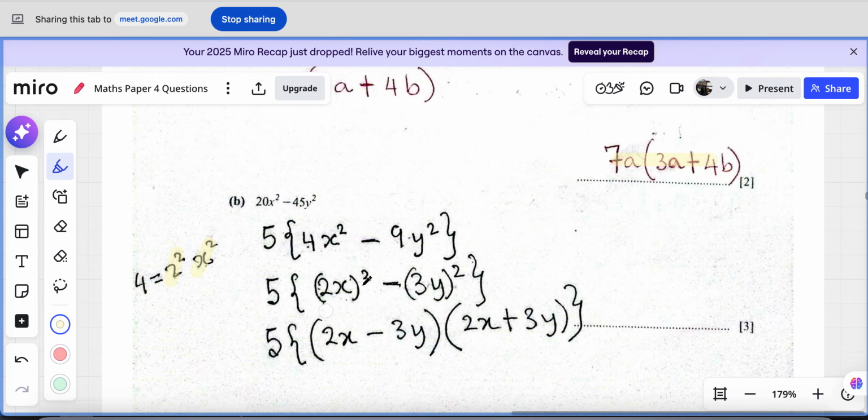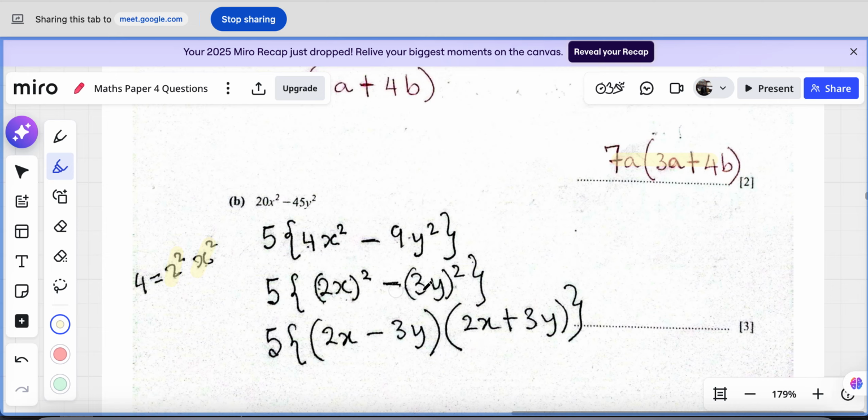Then now you can apply your difference of two squares. You can see (2x) squared minus (3y) squared. Now we apply our difference of two squares, which means 5 into 2x. In doing difference of two squares, you just say 2x minus 3y in one bracket. You open another bracket, 2x plus 3y in another bracket.